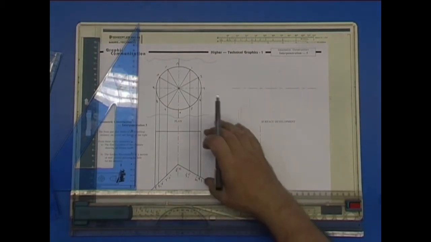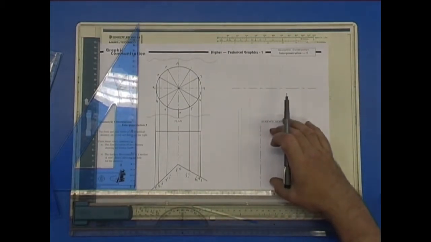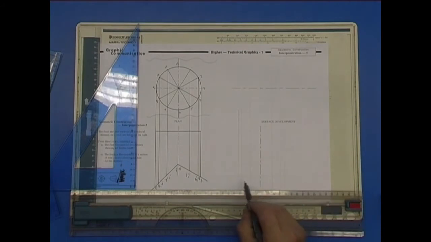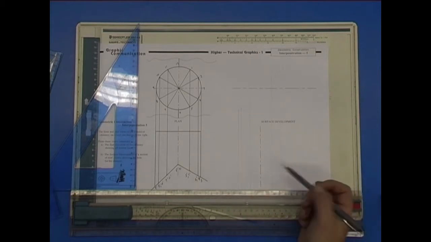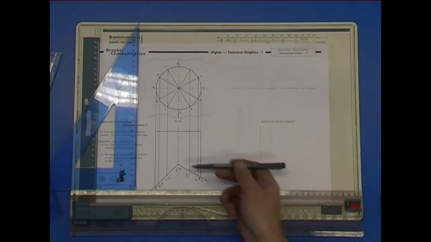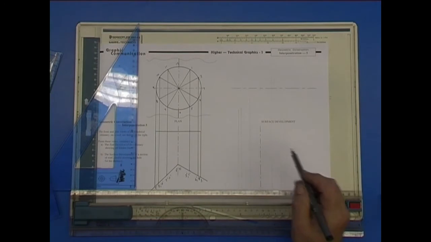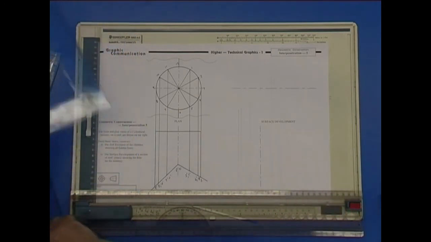So all we have to do now is project across each line in turn to give us where they meet, and we'll get some sort of shapes down here. I like to try and visualise it first. I'm looking there and I'm going to see a curve. I'm going to construct an abutment line with the 45 set square.